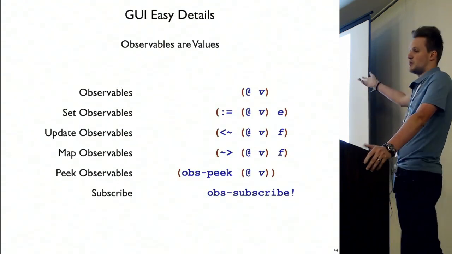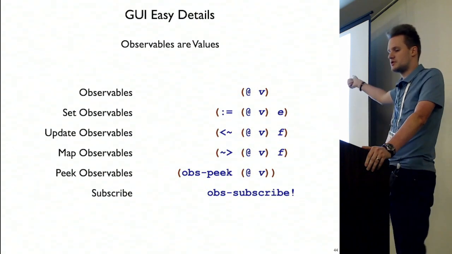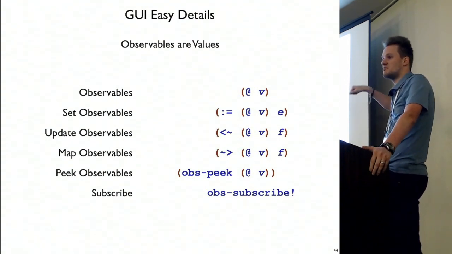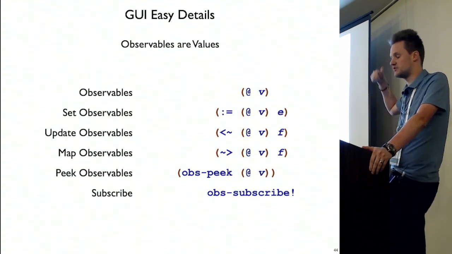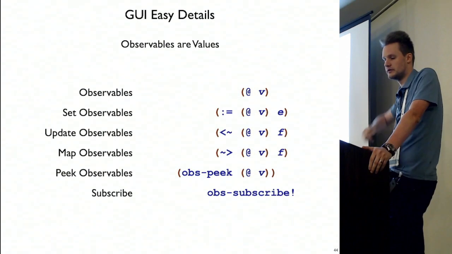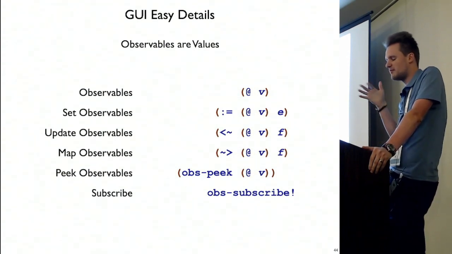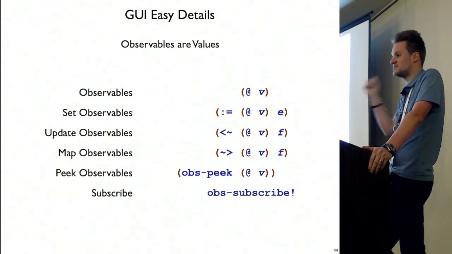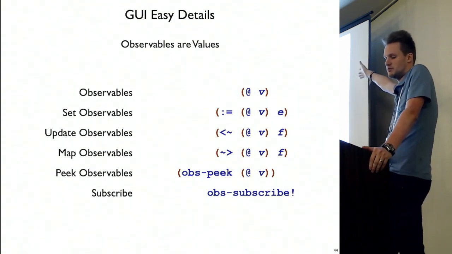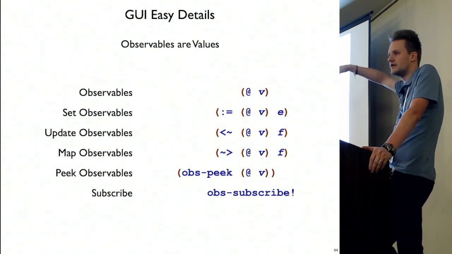So I said the primary concepts are views and observables. Let's talk about observables first, because that's what we saw when we talked about state management and reactive updates. Observables are values. We have a constructor. We typically use the @ sigil here for that. And we have a couple of major operations. We can set the observable from some value v to some expression e. We'll evaluate it and get a new value in.